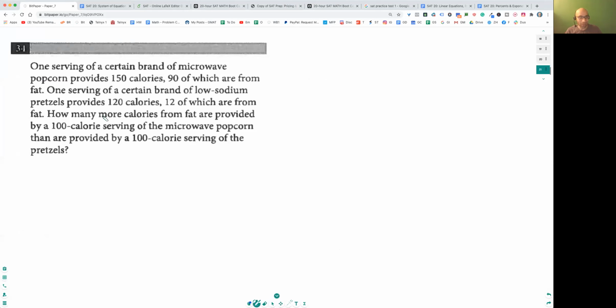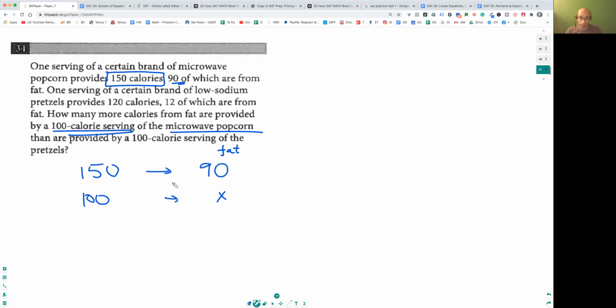So, okay. So how do you do it? How many more calories from fat are provided by a 100-calorie serving of the microwave popcorn? So let's look at it this way. Microwave popcorn, out of 150 calories, 90 are from fat. So 150 calories, and guys, if this is the first time you're looking at this section, we're going to do this very soon. It's coming up. 150 calories, 90 from fat. So 100 is how much?